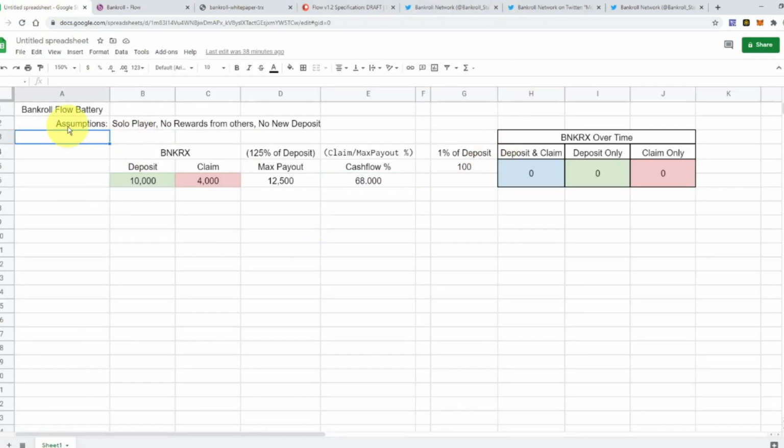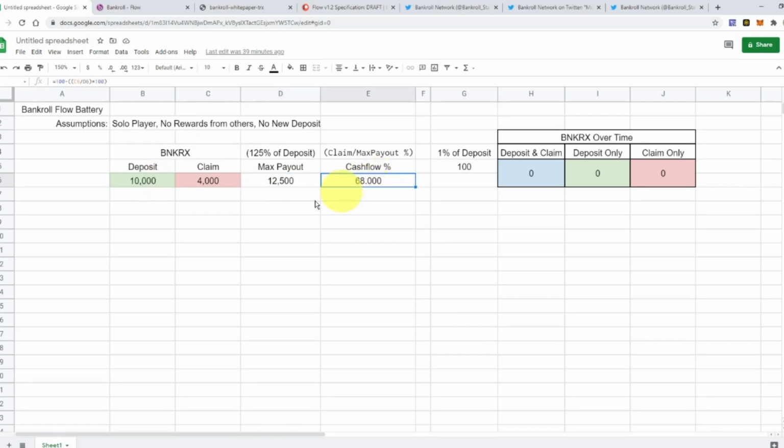Over here I made a Bankroll Flow Battery, and let's go over a couple of scenarios. This is for just a solo strategy. Some of the assumptions I made are that you are a solo player, you're not getting any rewards from others that you've recruited, and you're not adding any new deposits. So let's say your existing account deposit is at 10,000 BNKRX, your claimed is at 4,000 BNKRX, with your max payout being 125% of your deposit.